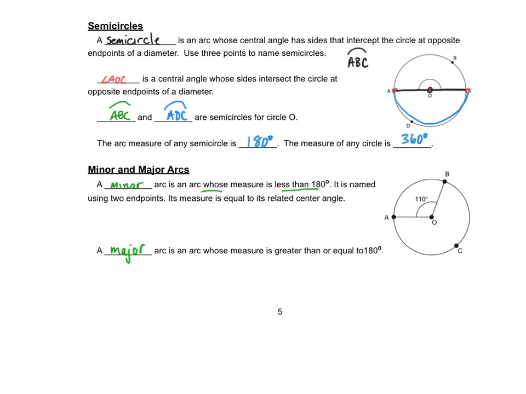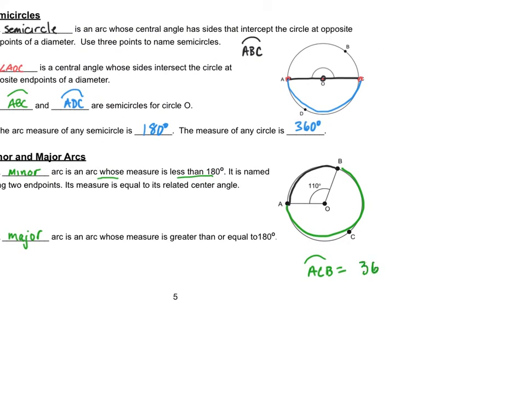So in this case, we can say that arc AB is 110 degrees, and arc ACB, so let's see here, arc ACB is going to be equal to 360 minus that 110 degrees, which is going to tell us that that is equal to 250 degrees. So we have arc ACB is 250 degrees, where arc AB is going to be equal to 110 degrees.